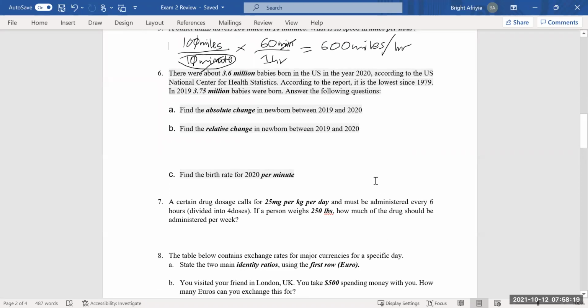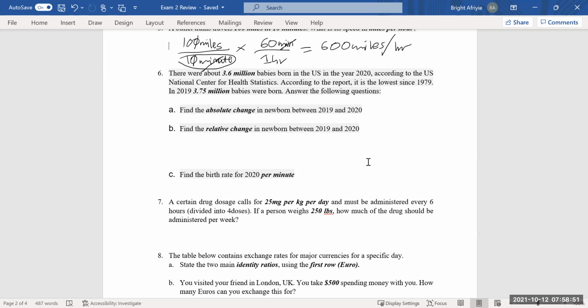Now number 6, we want to find the absolute and relative change. So there were about 3.6 million babies born in the US in the year 2020, according to the US National Center for Health Statistics. Now, according to the report, it is the lowest since 1979. So you notice there is some redundant information here. Now, in 2019, 3.75 million babies were born. We want to answer the following questions.